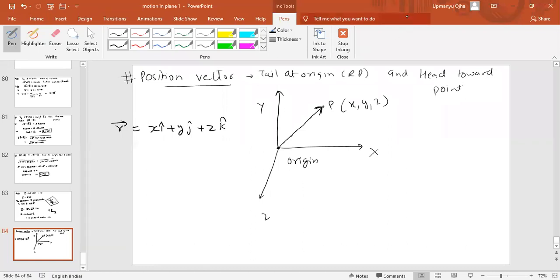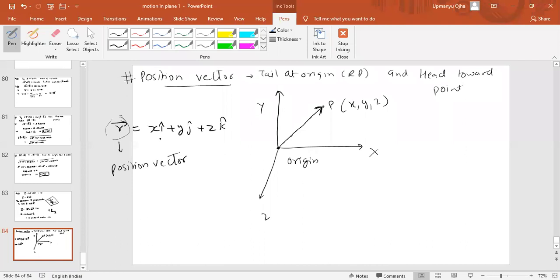So x i cap plus y j cap plus z k cap is the position vector of this point. So point P will have the position vector of x i cap plus y j cap plus z k cap. Can I write this in vector form? This is x i cap plus y j cap plus z k cap. This r cap is the position vector. So basically, we are representing the position in the form of vectors.